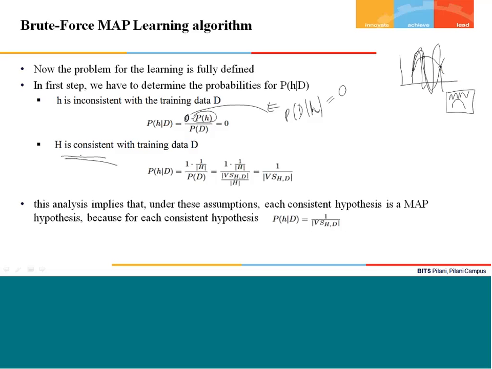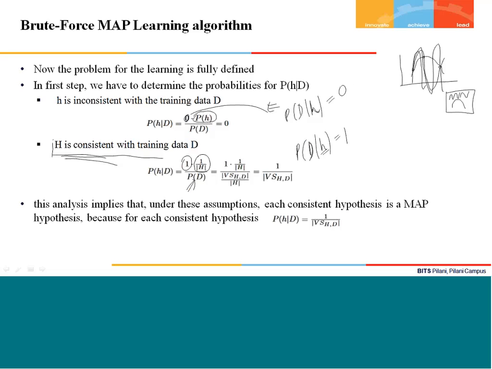From this line, what you can visualize is that H is consistent with the training data, meaning H can produce the training data. If H can produce the data, then the probability of seeing the data given H is equal to 1 in this case. If H is consistent, it can produce the data, and therefore the probability is 1. And the prior probability is 1 by |H|, as I already told you. What is P(D)? What is the probability of seeing the data?